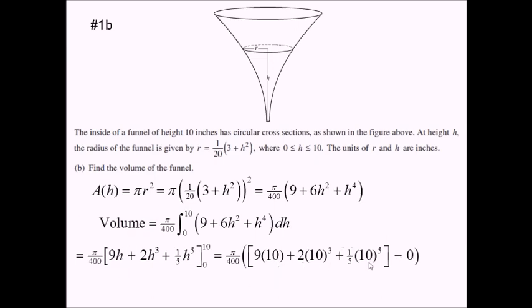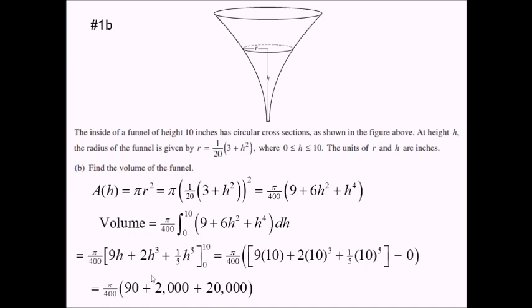Now, it's actually all constants. So at this point, if you were to put units on the end, and since it's volume here, this would be cubic inches, you would actually be done with the problem. But if we want to simplify it, what do we have in here? This is, let's see, 90 plus 2 times 1,000, so 2,000, plus a fifth of, this would be 100,000, so this would be 20,000 altogether at the end there.